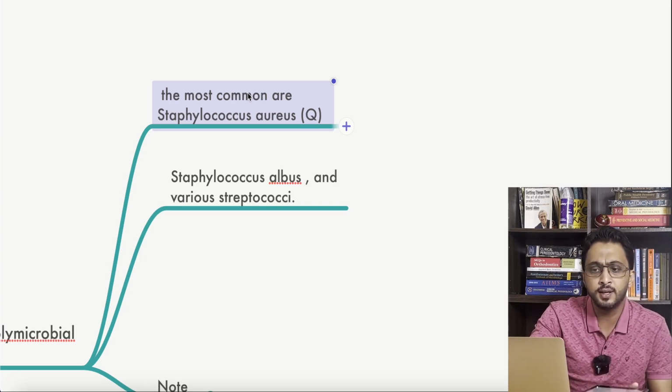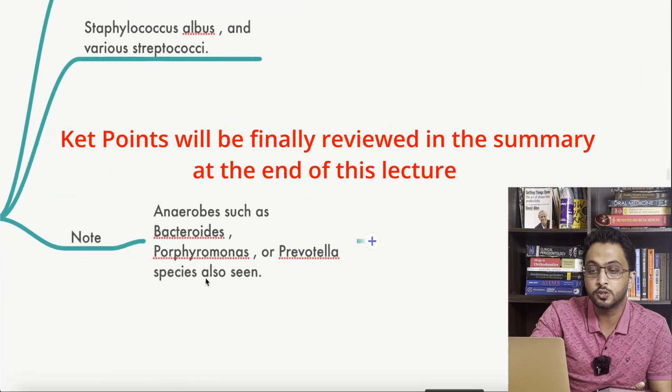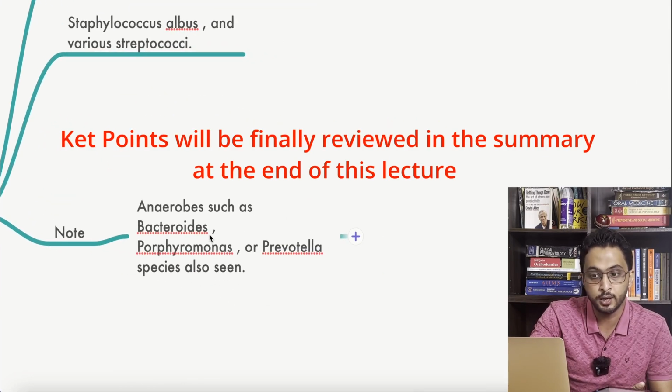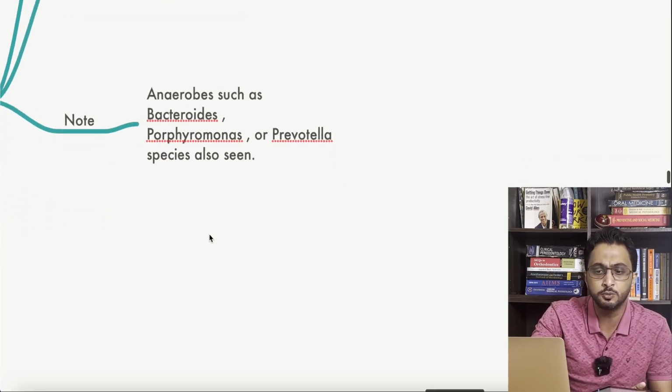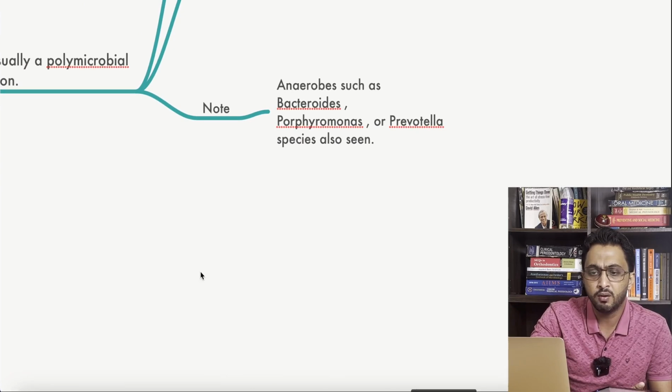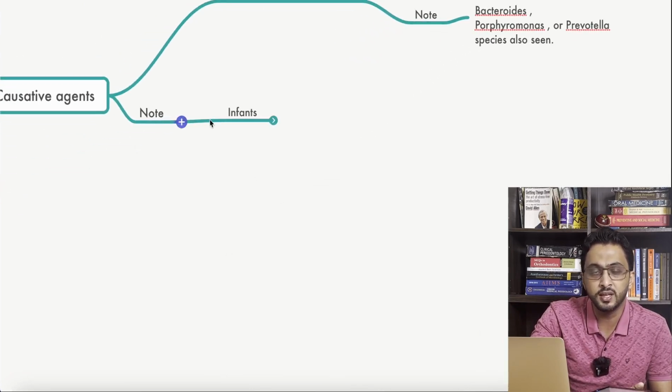Now please note, it is also polymicrobial, so there are Bacteroides, Porphyromonas and Prevotella. All these species are involved, but not very significant basically. But one question: in infants, what's the organism? People get confused here.